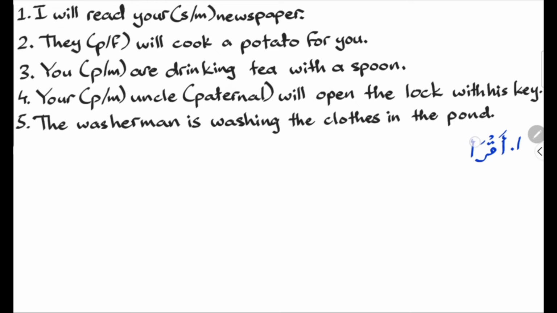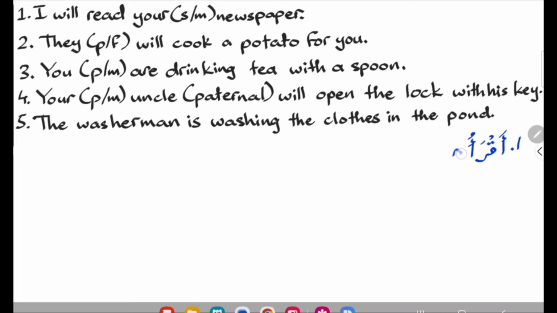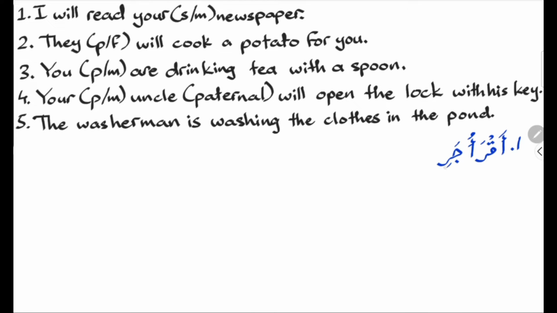So أقرأ your newspaper, that's the maf'ul, and that is a mudaf ilayh combining to become a maf'ul. Newspaper in Arabic is jaridatun, and add a ka, which is you, singular male. So أقرأ جريدتك. I will read your newspaper.